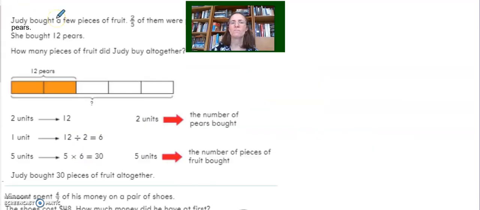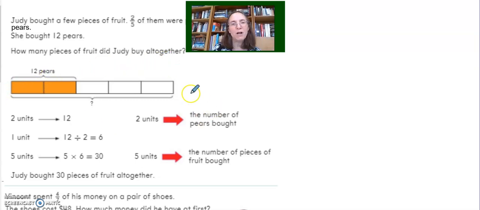All right. Now that was a little bit different than this fraction of a set problem. Judy bought a few pieces of fruit. 2/5 of them were pears. She bought 12 pears. How many pieces of fruit did Judy buy altogether? Do you see how we're using that fraction of thing, but now they're making you go backwards? Have you noticed that Math in Focus does that a lot? They're so wise. The more different angles you take, the better you learn it. It literally strengthens the connections in your brain. I love it when your brains grow.